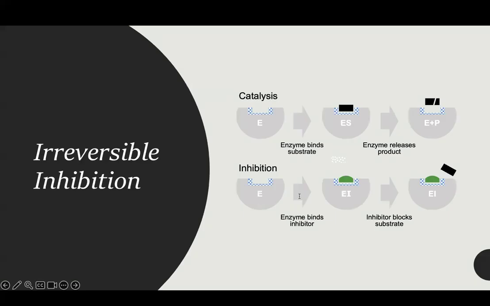I've already mentioned that enzyme activity is very tightly regulated. So, for example, those enzymes can be inhibited. There are two different types of enzyme inhibition: irreversible and reversible inhibition. Irreversible inhibition, as the name already says, cannot be reversed. So this is final. As soon as the inhibitor binds to the enzyme, it can no longer be used.